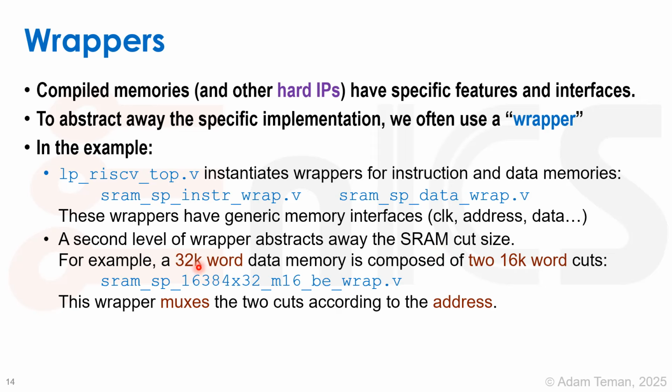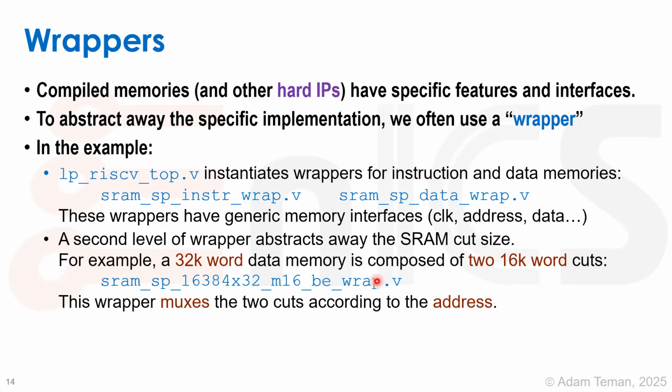So in the example, we have a 32K word data memory, and we make it with 2 16K word cuts. And we call these SRAM single ported 16384 by 32. That's the size. So that's 16K words of 32 bits. M16, that's a 16 mux factor. So there are going to be 16 words in one single row. BE, that means it's byte enabled, and it's a wrapper.